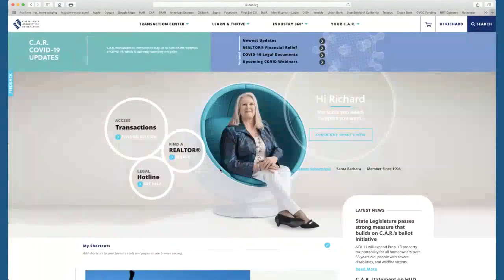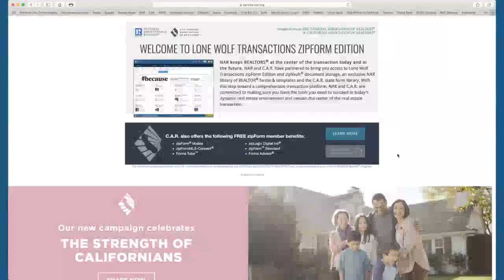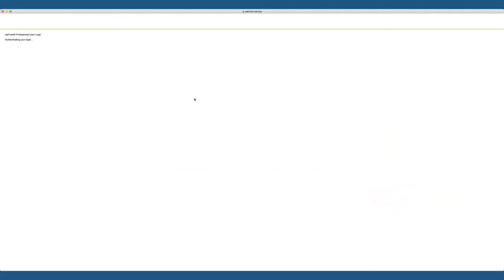Thumbs up, Kim. You're seeing that? Looks okay, good. Great. So in order to get to your zip forms, obviously you sign into car.org and then you click on your zip forms and let's just get going from here.